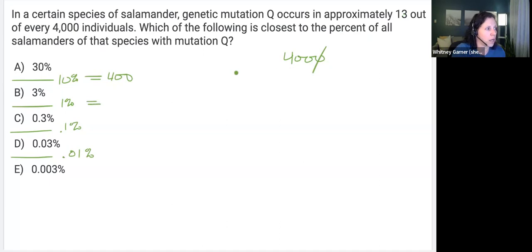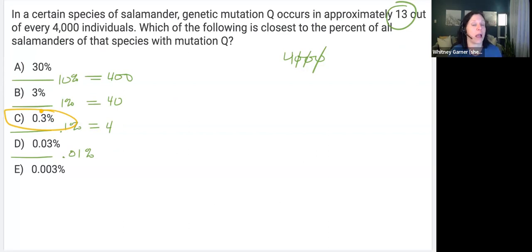1% would knock another 0 off. So we're getting awfully close. And then if I went down to 0.1%, I'd knock off one more. Well, my actual 13 is between 40 and 4. So my correct answer must also be between 40 and 4. And so my correct answer has to be answer choice C.